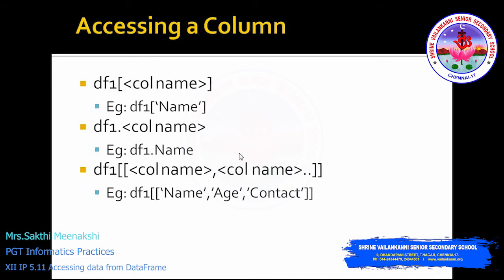This is the same as a series object. In a series object also we can mention the index value, the index name there. In the same way we can use it in the data frame also. Here we are using the column name, not the index. So this is the column name. Let's see the example.